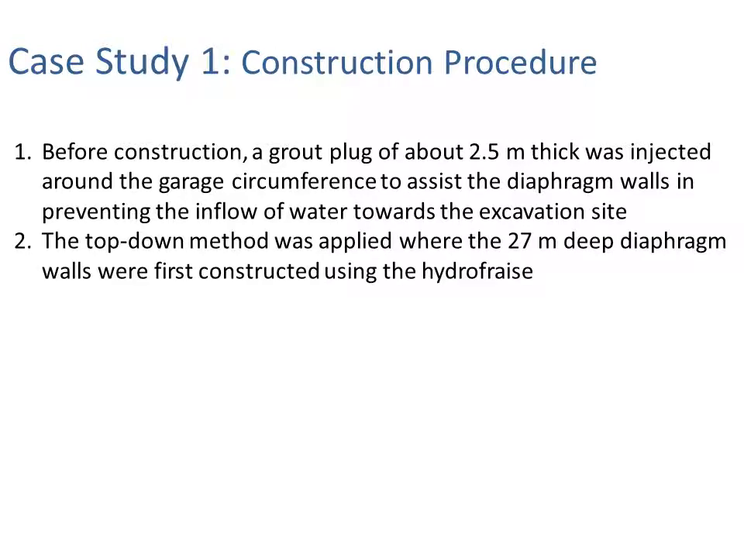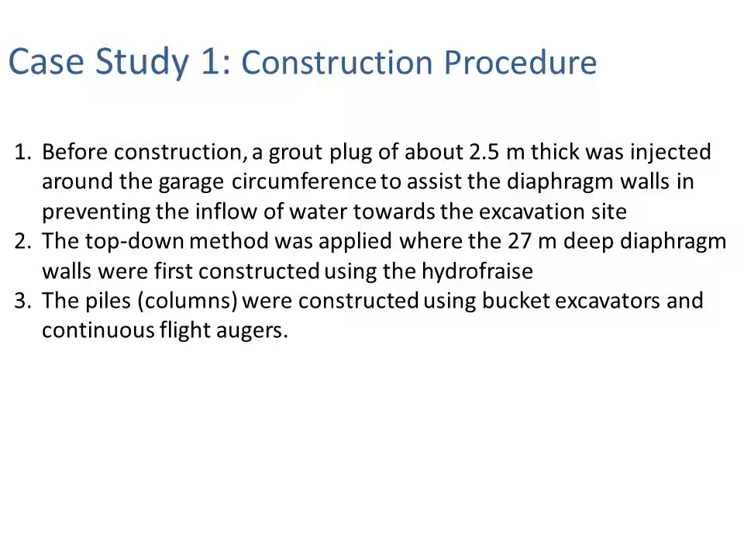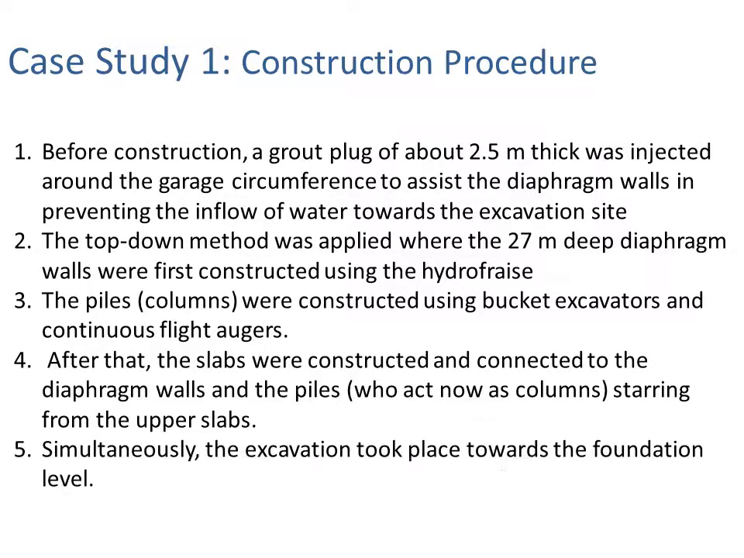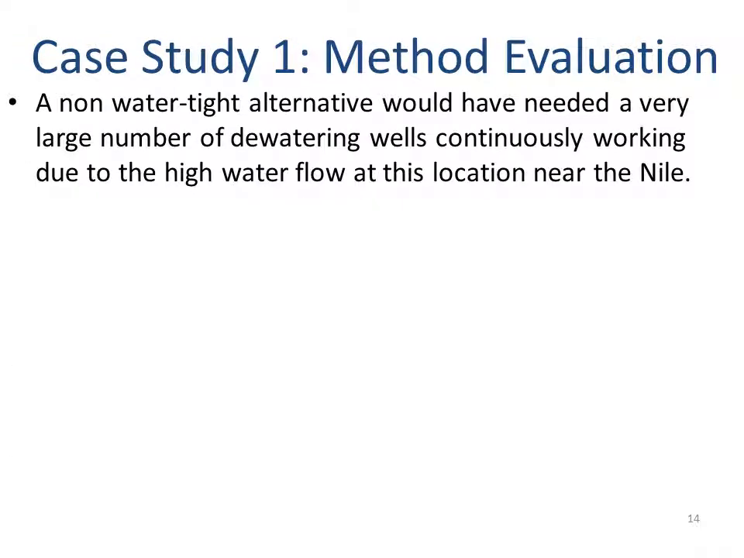The top-down method was applied. They had a 27-meter deep diaphragm wall. The piles, which were then used as columns, were constructed. Then the slabs were constructed, and a space was left for the equipment to go down. Then the excavation took place towards the foundation level in steps.